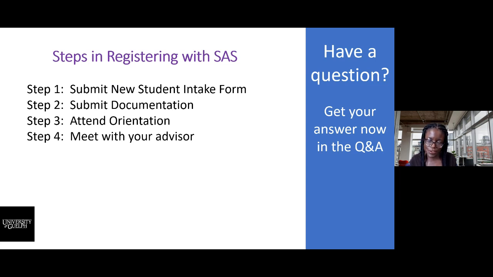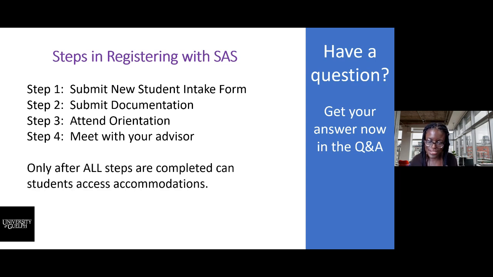So that first meeting with your advisor is very important because that's when the advisor is going to hear from you about what your concerns are, what your needs are, and that's the important piece of that collaborative approach. So until you've done all of these steps, it's not possible to put accommodations in place, right? Because we need the information that comes from all of these steps.